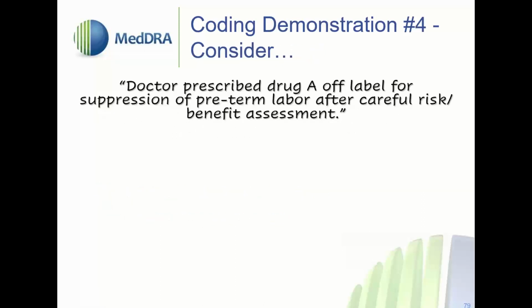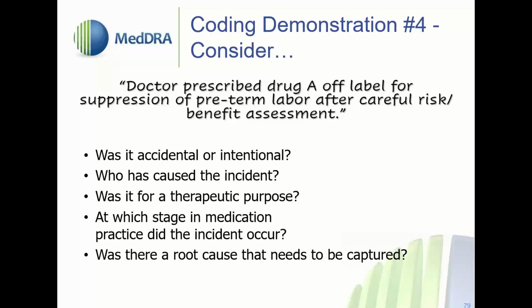Number 4: the doctor prescribed drug A off-label for suppression of preterm labor after careful risk-benefit assessment. Again, we have to ask ourselves the same questions. Everyone's going to be so sick of these questions, but they do help, and they are really good to ask yourself when you're going through the process. Do we know whether this was accidental or intentional? Yes, we do. Do we know who caused it? Yes, we do. It was the HCP. Was it in the framework of the therapeutic use of the product? Yes, it was. All criteria for classification of the incident as off-label use are met.